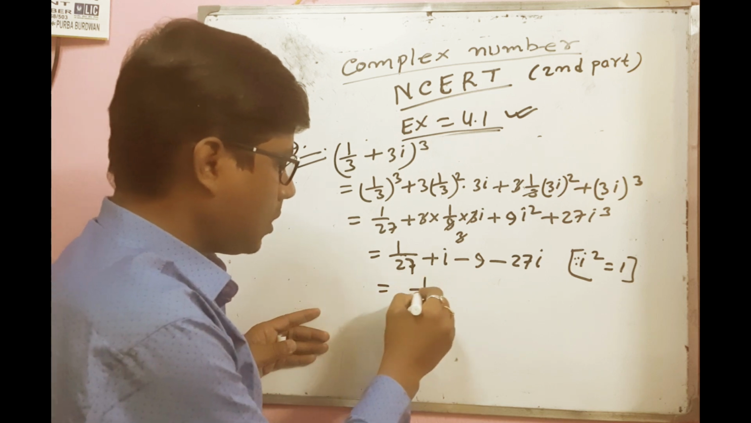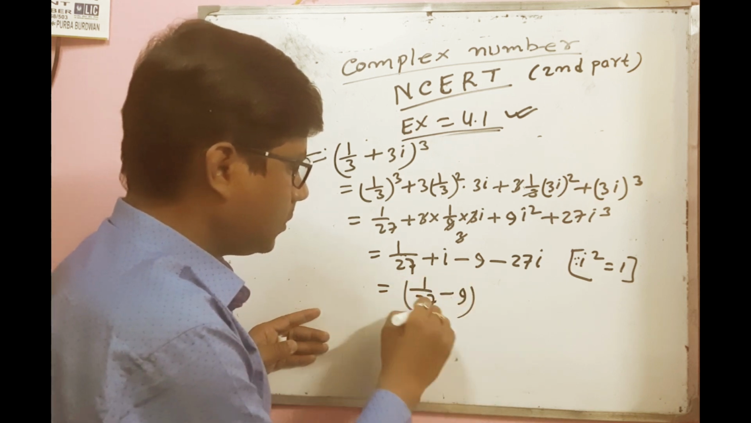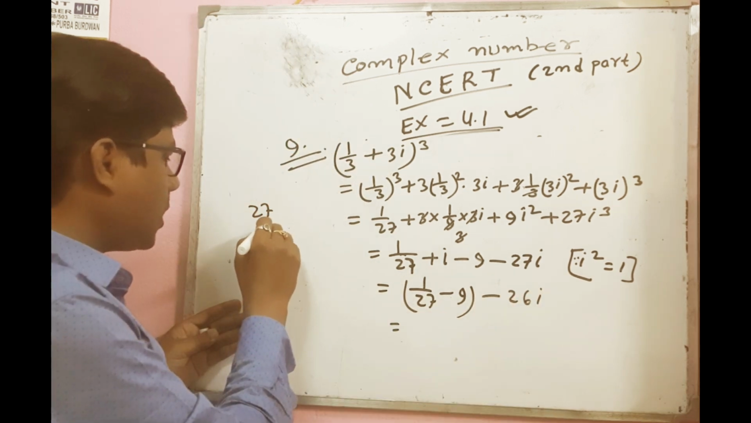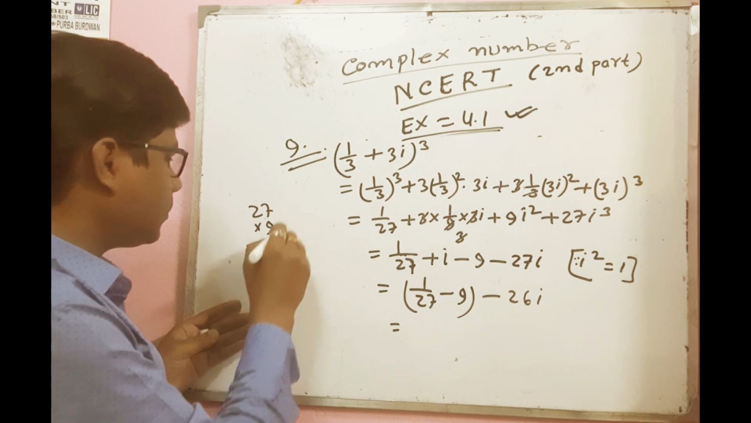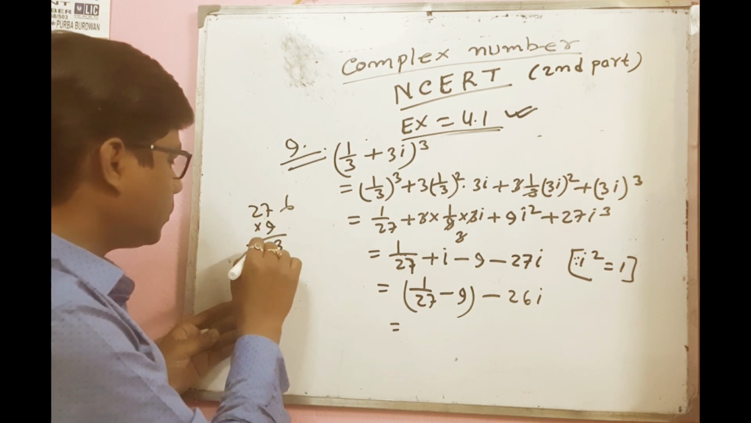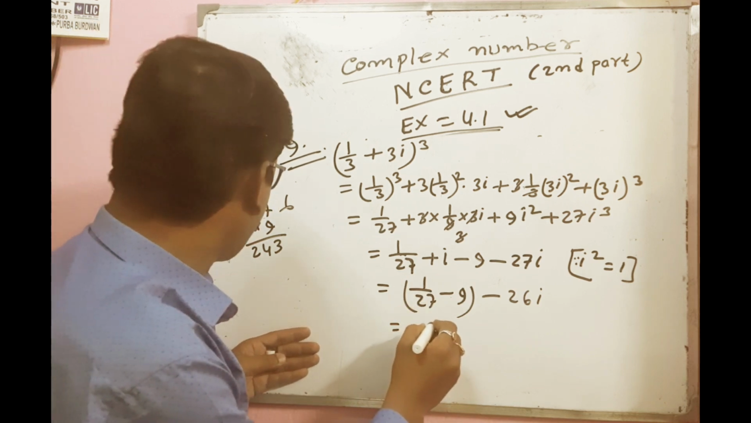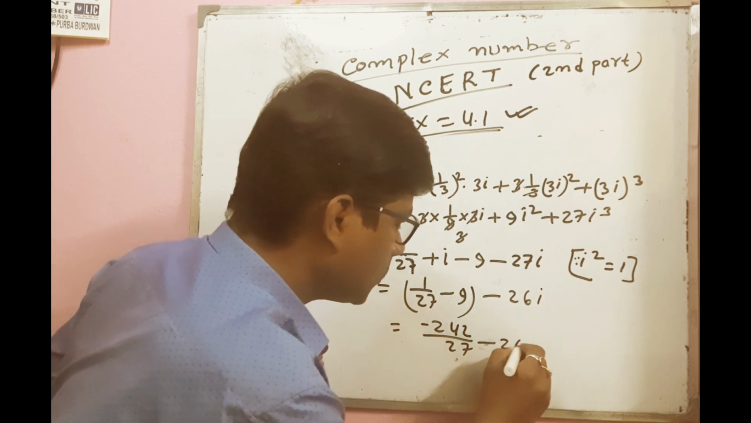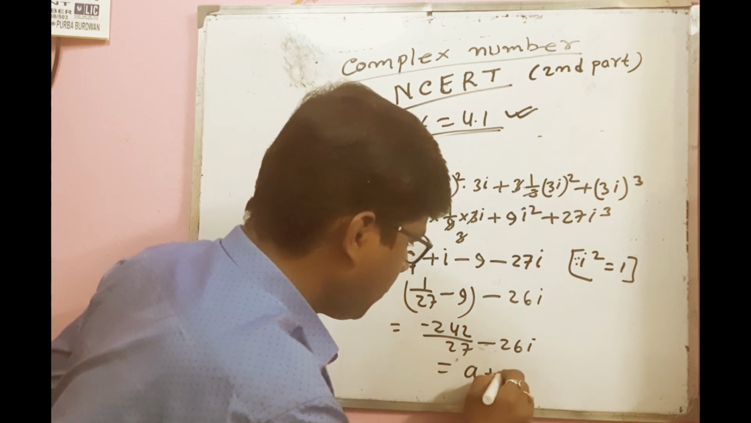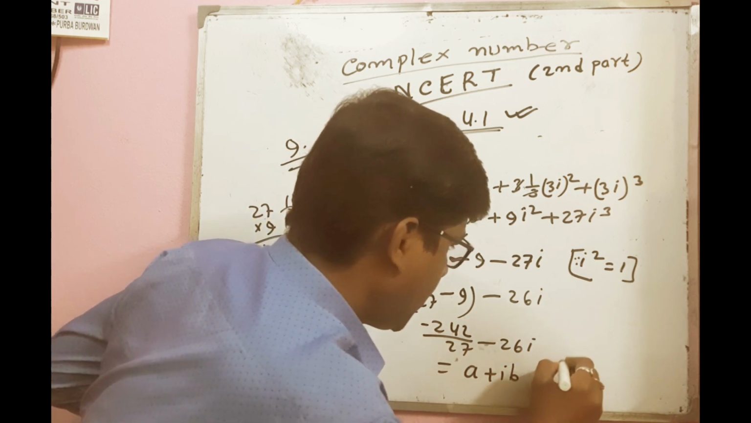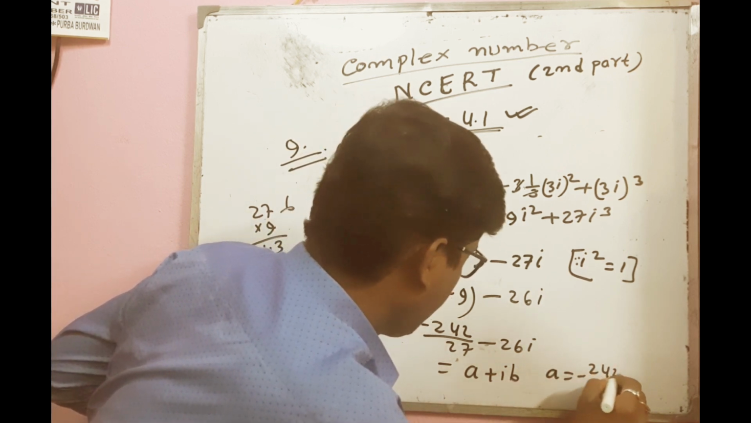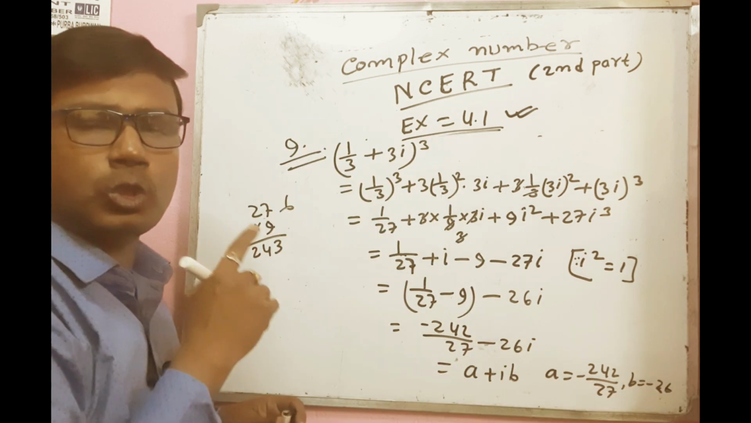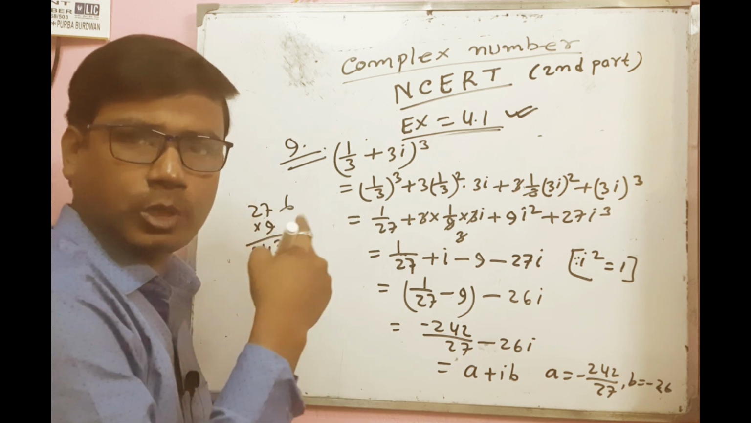Now calculating, we get, now 27 multiplied with 9, then we get, so after calculating we get, this is the a plus ib form, whereas a is equal to minus 242 divided by 27 and b is equal to minus 26. So this is the completion of 9. Now we move to 10.